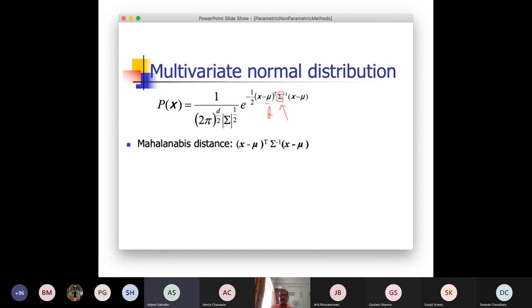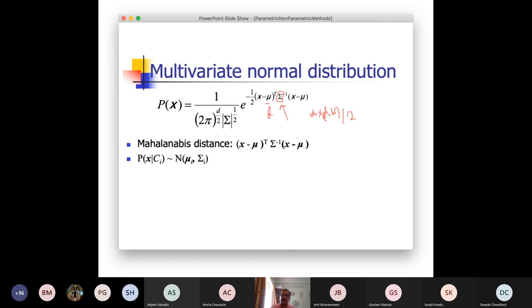You need to compute D into (D plus 1) by 2. Because you are going to find out the pair of combinations, and since it's symmetric, it is D into (D plus 1) by 2. So there are so many parameters that you need to compute using the same method, the maximum likelihood estimate based method, or the Bayesian approach. So I will just give you the results now.